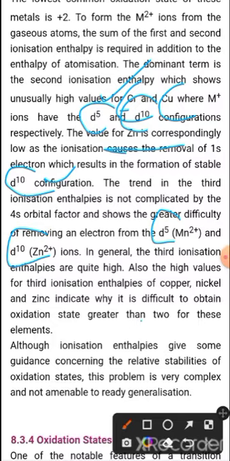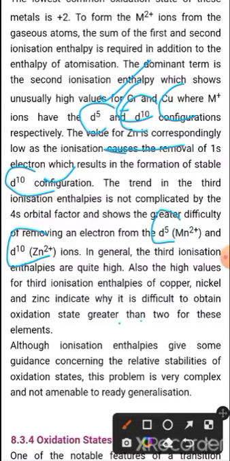And also the high values of third ionization enthalpies of copper, nickel and zinc indicate why it is difficult to obtain an oxidation state greater than 2 for these elements. Right. So basically the exchange energy or the stability of half-filled and fully filled configurations explains the high value of third ionization enthalpy in the case of copper, nickel and zinc. They show a very high value for third ionization enthalpy because it is very difficult to remove the electron.